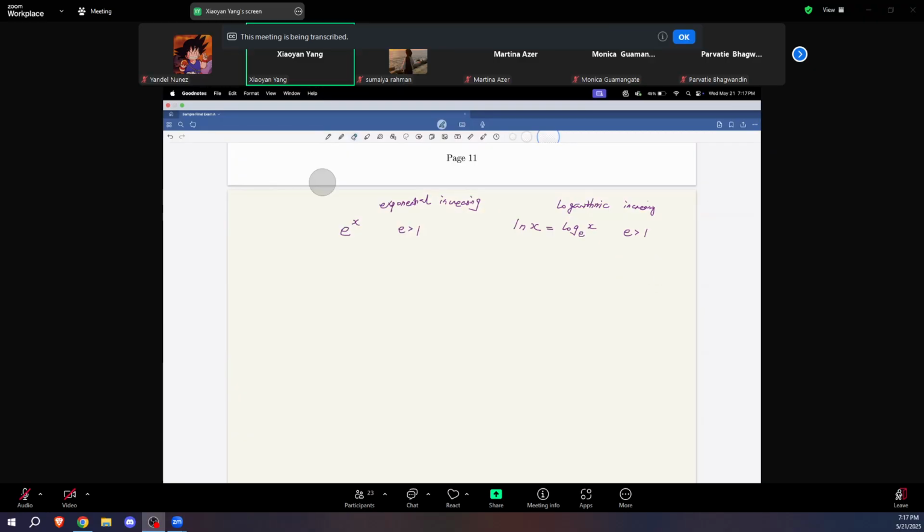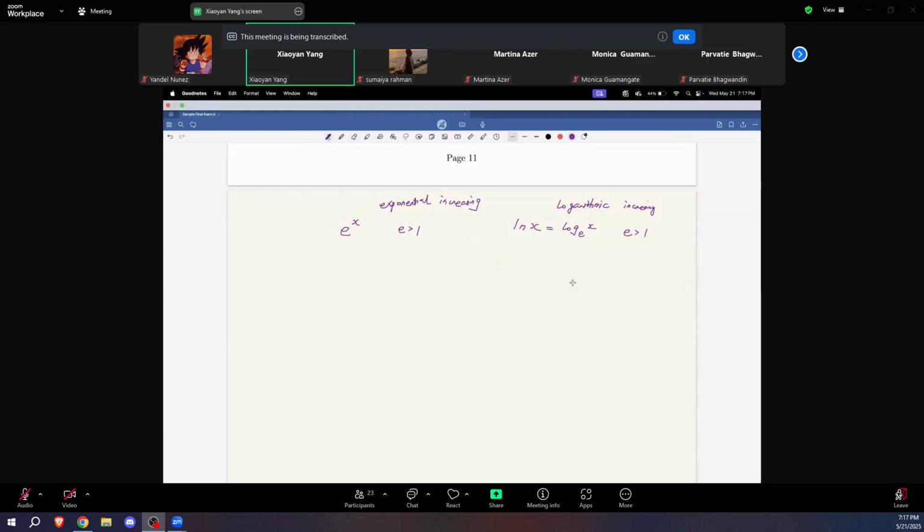What does increasing mean? Increasing means if I have ln 2 minus ln 1, it must be positive. Or ln 3 minus ln 2 must be positive. Why positive? Because the function is increasing. So when the x value gets bigger, the corresponding ln 3 must be larger than ln 2. So for an increasing function, ln 3 minus ln 2 must be positive.